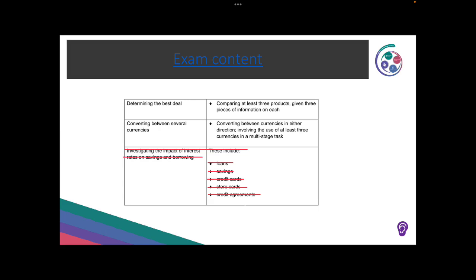Determining the best deal, so where you're given 3 different products and you need to work out which one's kind of best value for money. That's still there. Converting between several currencies, so your foreign currency, it's still there, including the use of at least 3 currencies in a multi-stage task.